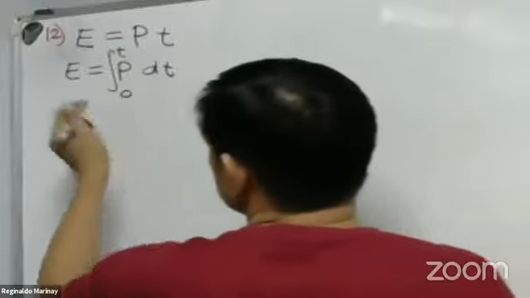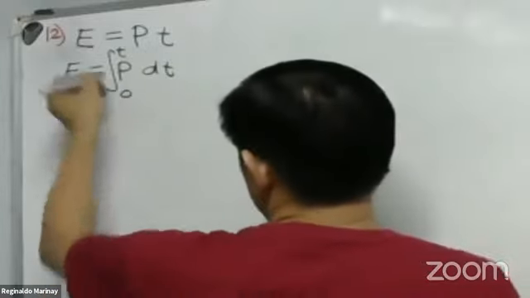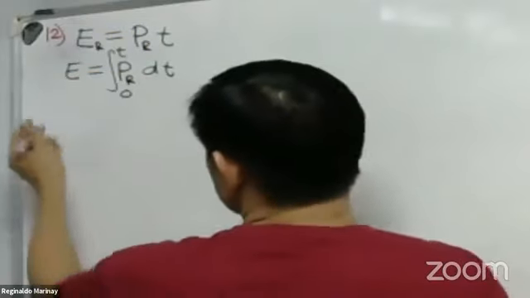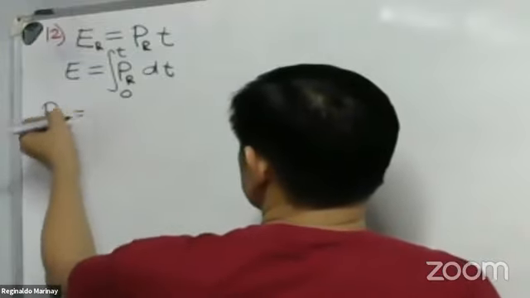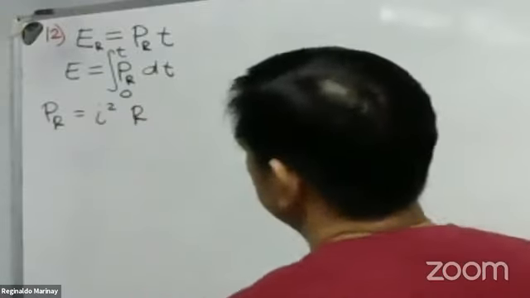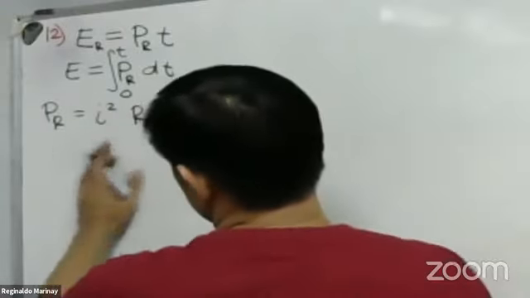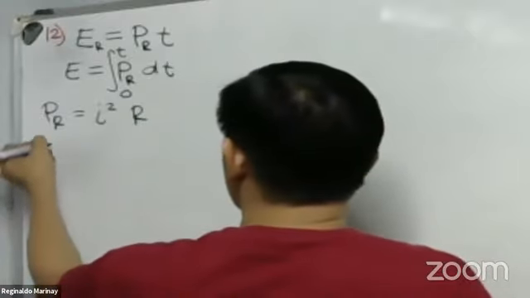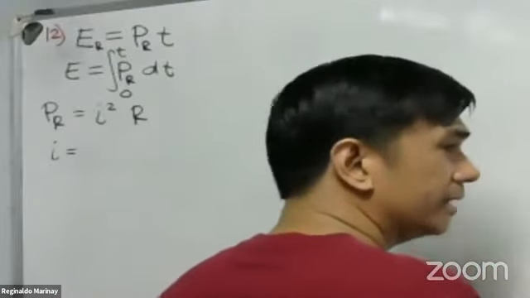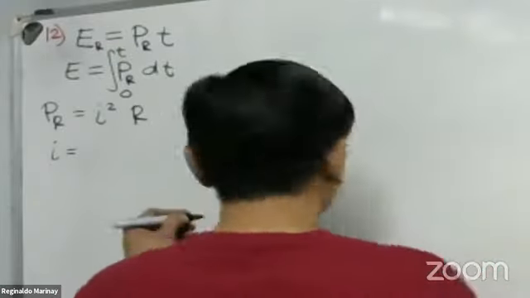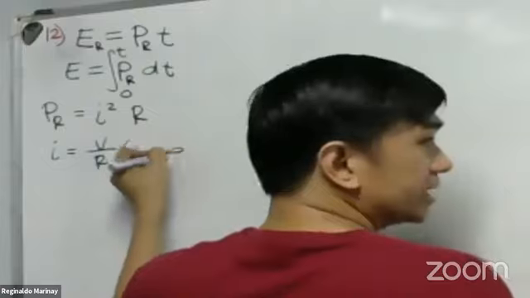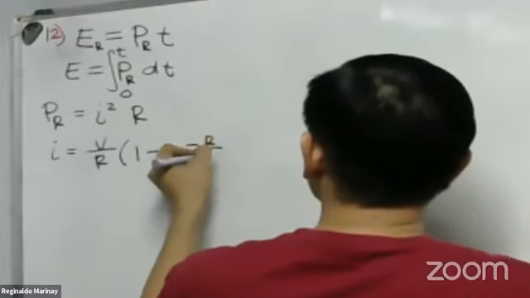Energy dissipation of R. So this is ER, this should be PR, right? By the way, what is our PR equal to? PR is simply equal to I squared R, because that is just a series RL circuit. Again, what is the equation for our I? Using our formula, I is equal to V over R times 1 minus e raised to negative R over L times t.